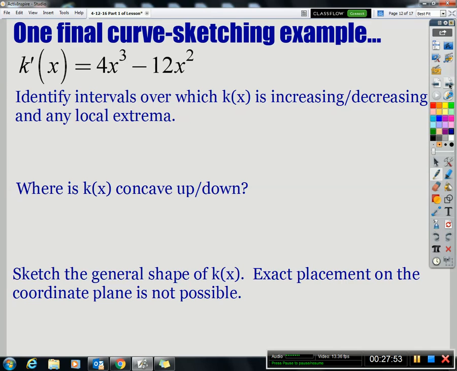Now, what I'd like you to do is read this information, and I want you to go to the board, check this one out, and then we'll see how you did. Can you do this one at the board? So go ahead to the board while you still see this. Write k prime of x equals 4x cubed minus 12x squared on the board, and let's see if you can answer all the questions, and then we'll check. Take 5 minutes at the board.